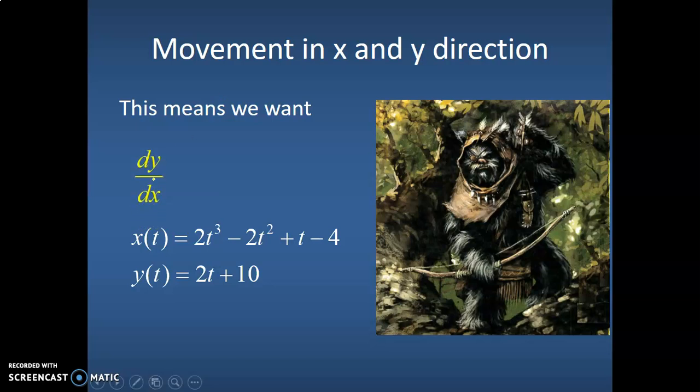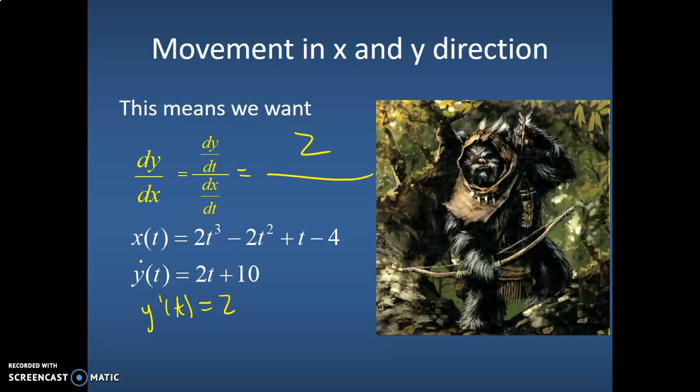I want dy/dx, and I'm going to set that up as a fraction of dy/dt divided by dx/dt. So this is the rate of y with respect to time. This is the rate of x with respect to time. And you can set up that fraction to find the rate of y with respect to the rate of x. On this particular problem, the derivative of y with respect to t, so y prime of t, would be 2.